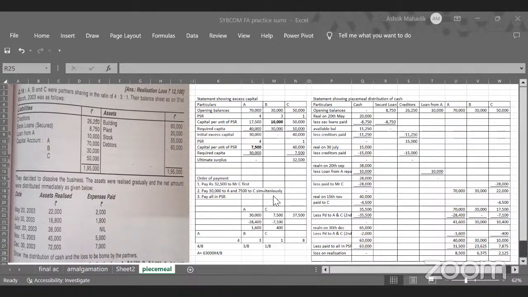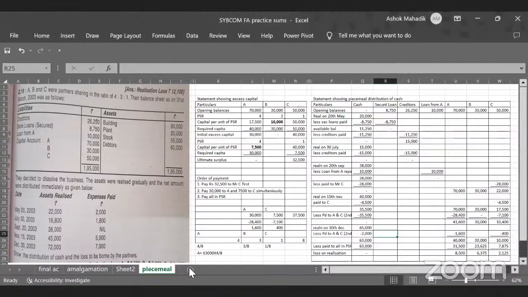So one more sum I'll take on piecemeal distribution. I'll share that with you on the WhatsApp group, and we'll solve it again. Okay. I'm sharing the sum. So let us draw the format for that sum. I'll make a new sheet for that.